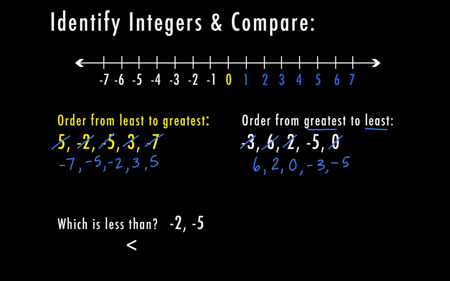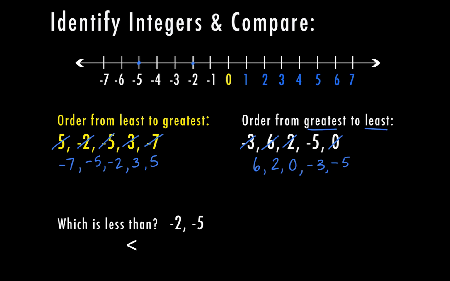Now we're going to determine which is the less than. So let's look here at our two numbers. We have -2 and -5. So if I find those up here on the number line, I have -2 and -5. The smaller number is going to be further left.